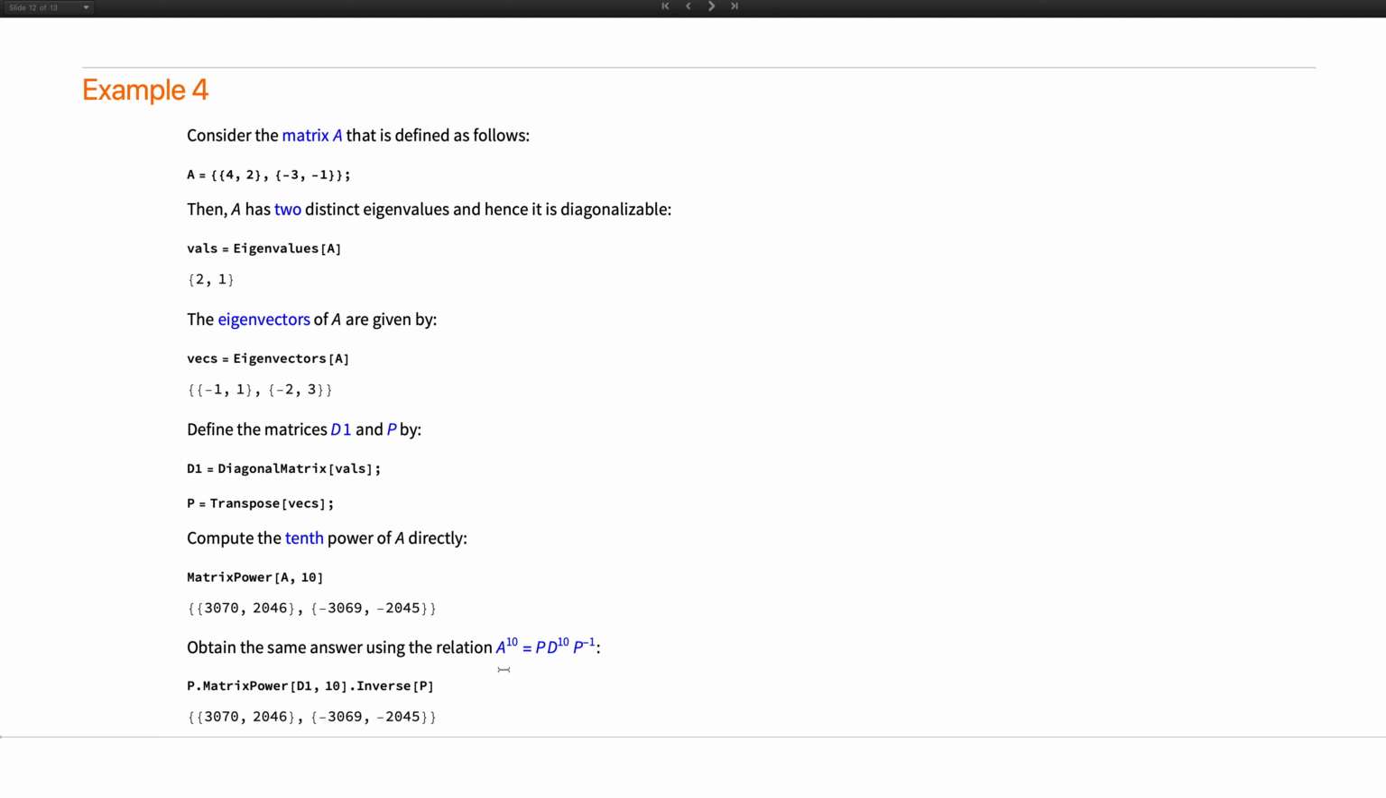So that's a very nice application of the idea of diagonalization. Namely, you can find the powers of a matrix by finding the powers of the diagonal matrix over here.